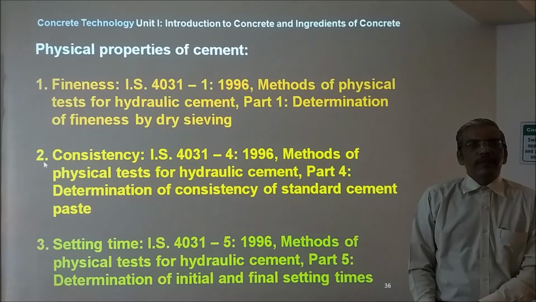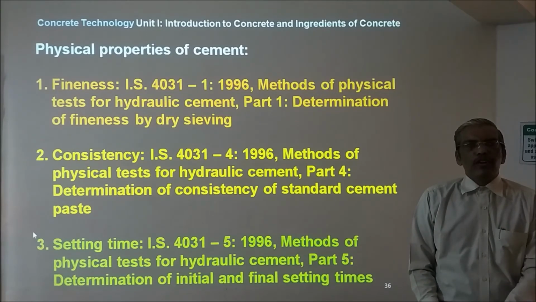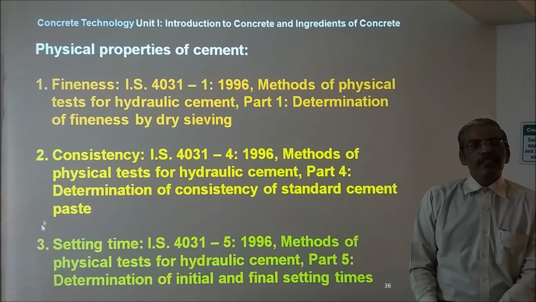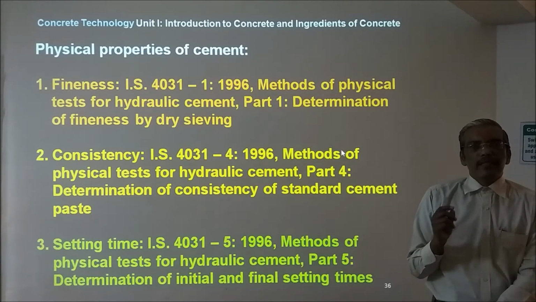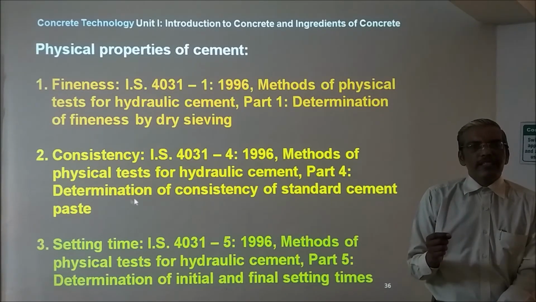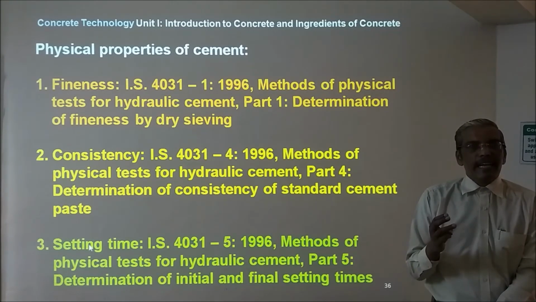It is determined by the IS code, that is IS 4031 Part 4. It is published in the year 1996. The title is Methods of Physical Test for Hydraulic Cement. Part 4 includes determination of consistency of standard cement paste. The third physical property is the setting time.